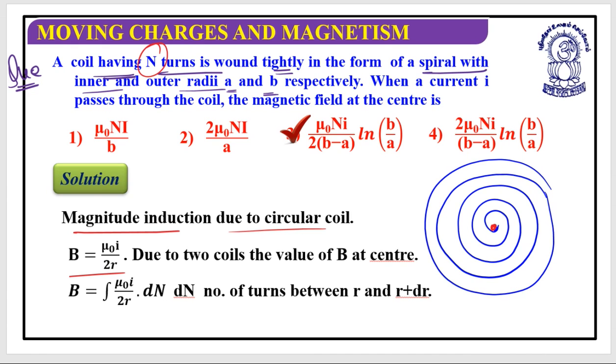So what I can do is B equals mu naught I by 2r multiplied by dn. How should I define dn? Let's suppose this is r and this is r plus dr, so this is from r to dr. Only this many segments contain, let's suppose, a dn number of turns. So I have taken a small segment, where I'm going to derive it and then integrate it for the complete situation.